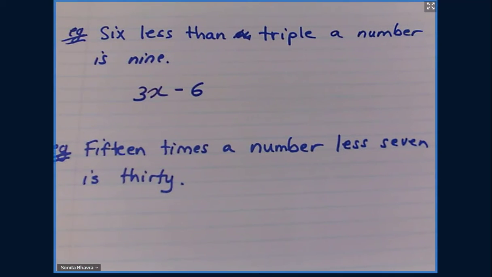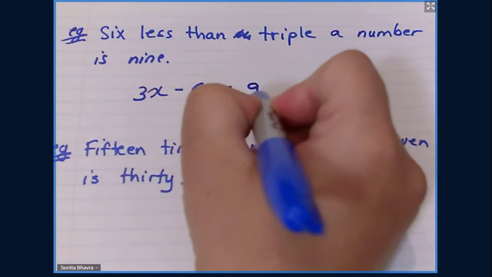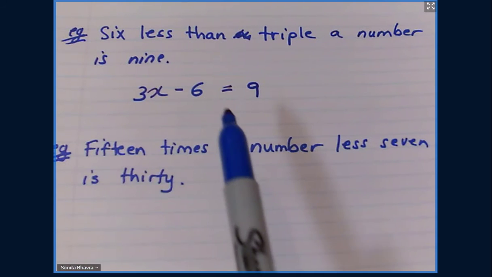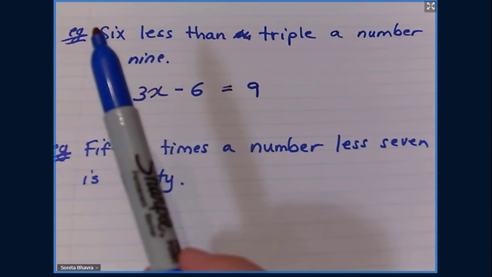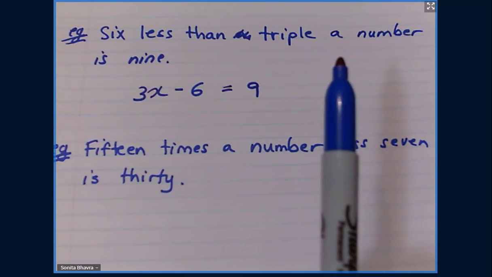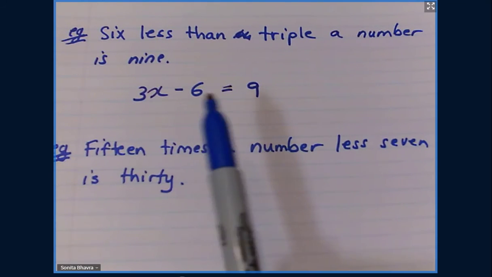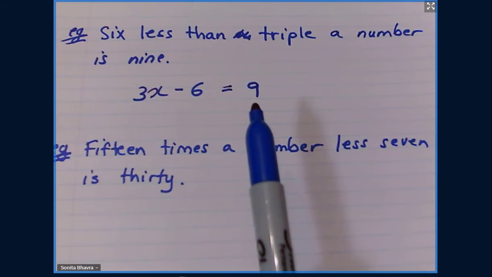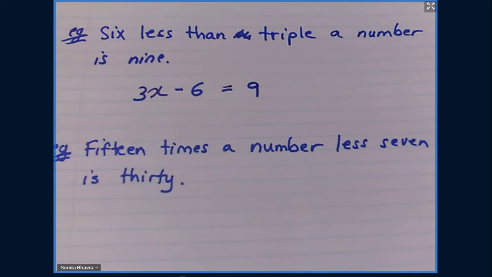All right, and then we also know is 9. So when it says is, we know that we have to use our equal sign. So equals 9. So now look at it and read it back and see if it makes sense. So 6 less than triple a number. Yep, 6 less, so minus 6, triple the number, and it's equal to 9. So that works.